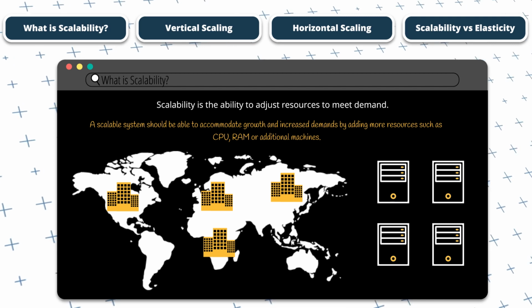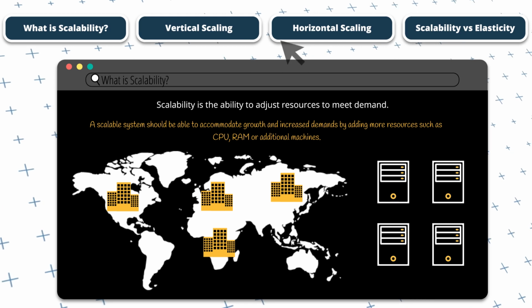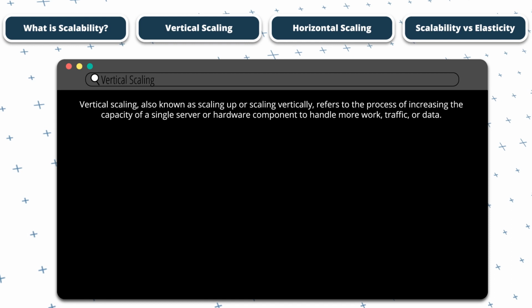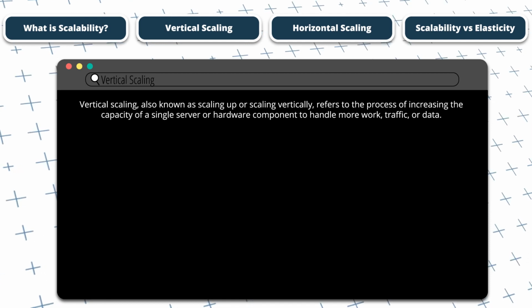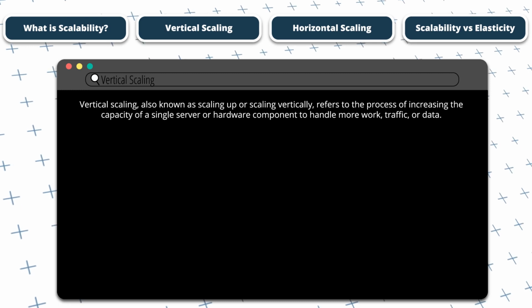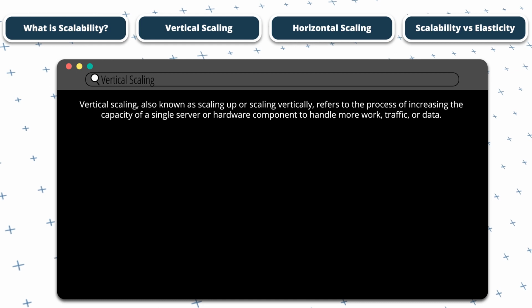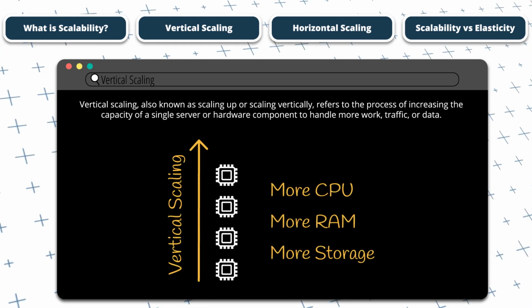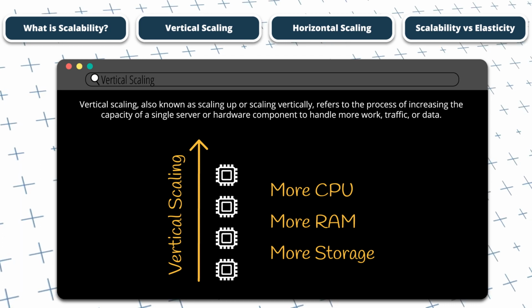In this video, I'll cover off two types of scaling. The first one is vertical scaling. Vertical scaling, also known as scaling up or scaling vertically, refers to the process of increasing the capacity of a single server or hardware component to handle more work, traffic, or data. This is typically done by adding more resources such as CPU, RAM, or storage to the existing server or component.